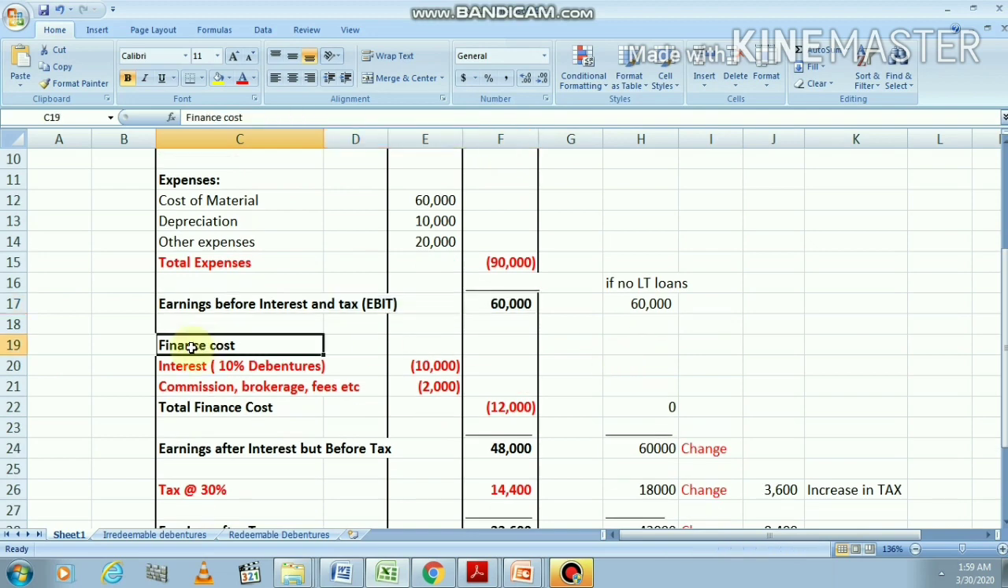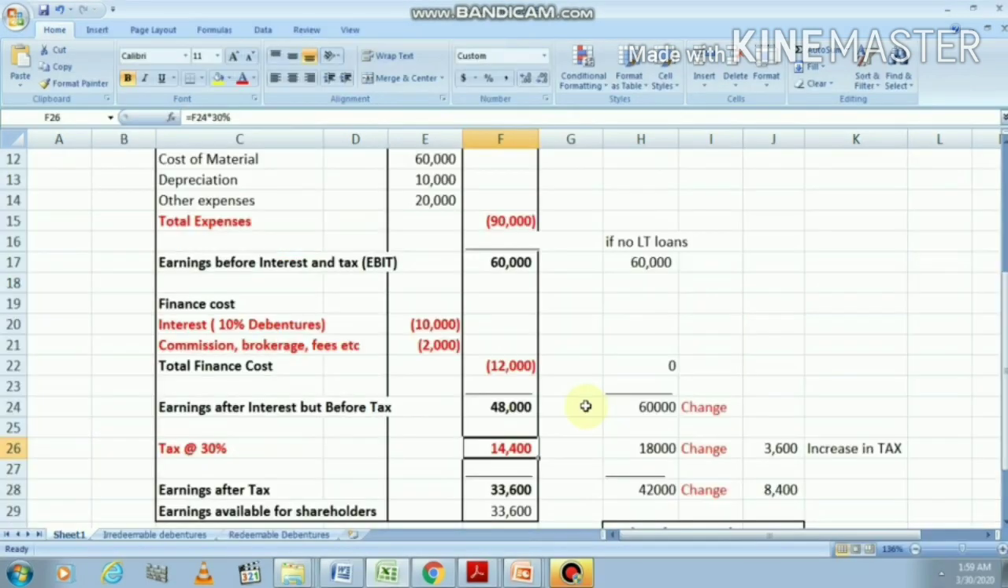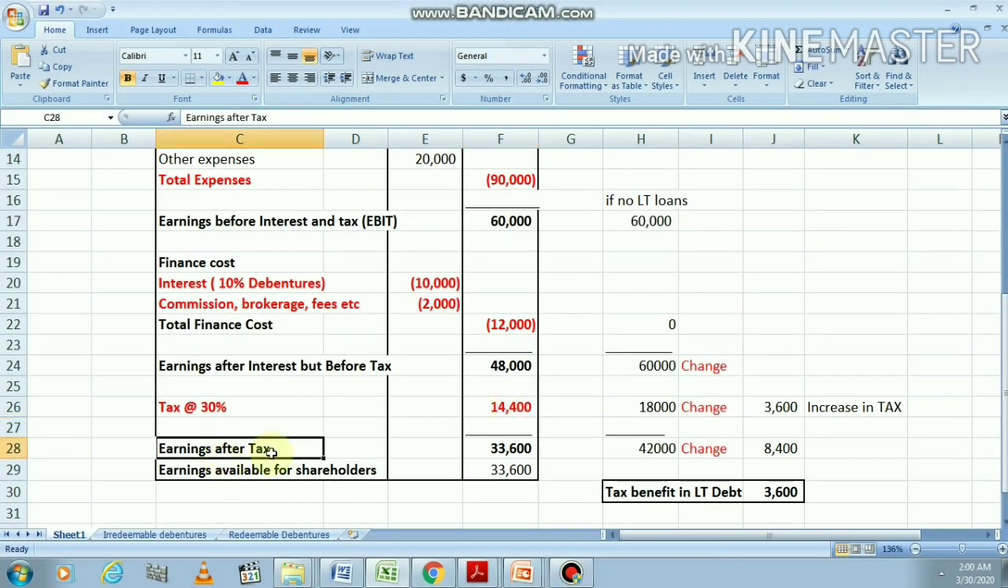Then comes the finance cost for the company, which includes the interest payment on the long-term loans. Along with that, the commission, brokerage, and fees are also included in the finance cost. In this case, the company has 10% debentures, so they had to pay 10% interest and related commission, brokerage, fees. After deducting the finance cost of rupees 12,000 from earning before interest and tax, we will arrive at earning before tax. Then the company has to pay 30% taxes on the earning before tax. So after deducting the tax of 30%, we get what is called earning after tax, which is 33,600.